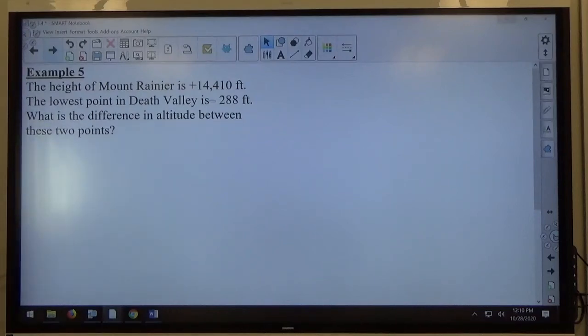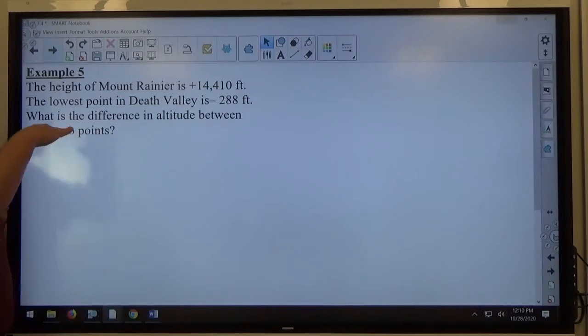Okay, the height of Mount Rainier is positive 14,410 feet, which means 14,410 feet above sea level. It's a mountain. Hopefully it's tall, positive, right? The lowest point is Death Valley. In Death Valley, it is negative 288 feet. That's 288 feet below sea level. All right. What's the difference in altitude between these 2 points?